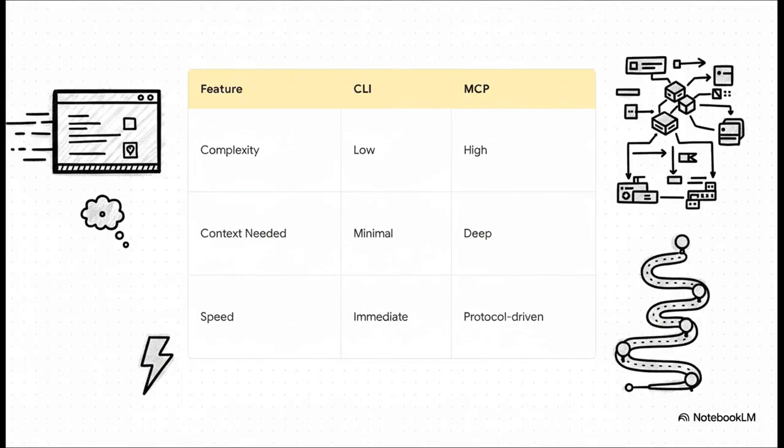Let's actually build out a logical framework for your agent here. Think of this decision matrix as the brain of your routing mechanism. Task complexity: CLI handles the low complexity stuff, while MCP tackles the high. Context needed: CLI requires minimal context, but MCP demands deep context. And what about speed? Well, CLI gives you that immediate raw response, while MCP operates at a more measured, secure, protocol-driven pace. When a prompt comes in, your agent is literally scanning through a matrix exactly like this in milliseconds.